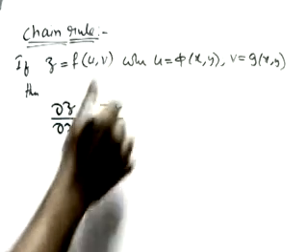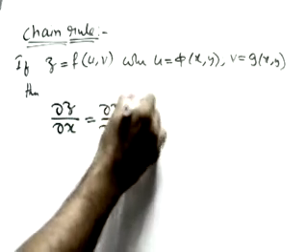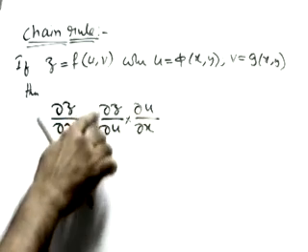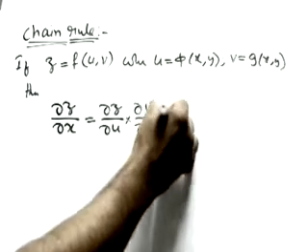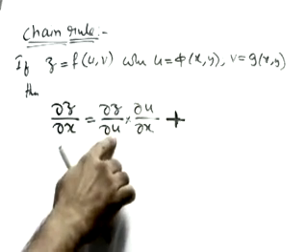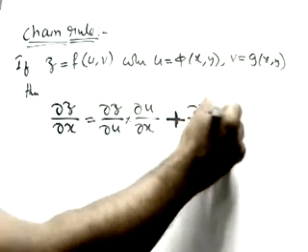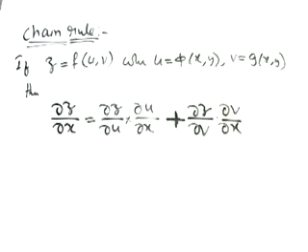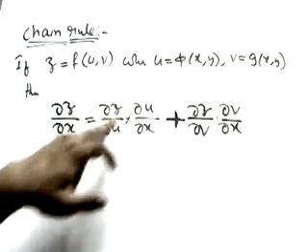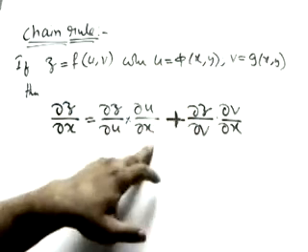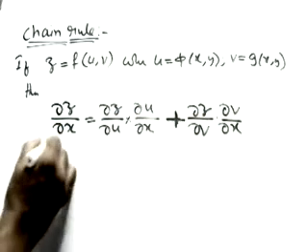First we find dou z by dou u into dou u by dou x, plus, watch carefully, now that we have completed with respect to u, we take with respect to v: dou z by dou v into dou v by dou x. So this is the chain rule. Once more, dou z by dou x equals dou z by dou u into dou u by dou x plus dou z by dou v into dou v by dou x.